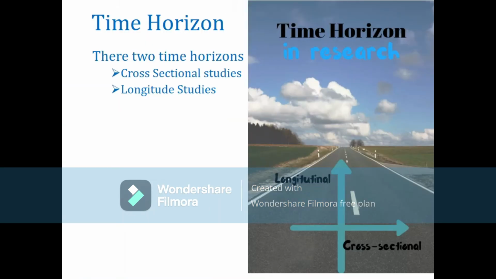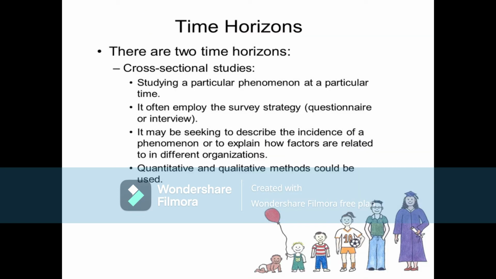Basically, there are two types of time horizon faced by a researcher: cross-sectional studies and longitudinal studies. Firstly, we discuss cross-sectional studies. When the researcher conducts research on a particular phenomenon at a particular time, in a given time, it is called a cross-sectional study. It often employs survey strategy, questionnaires or interviews.